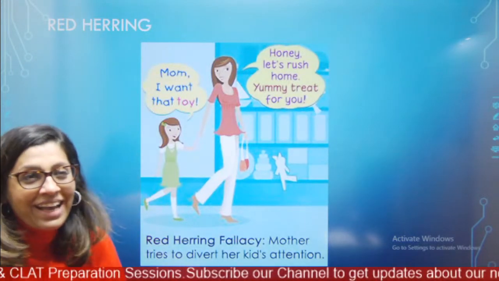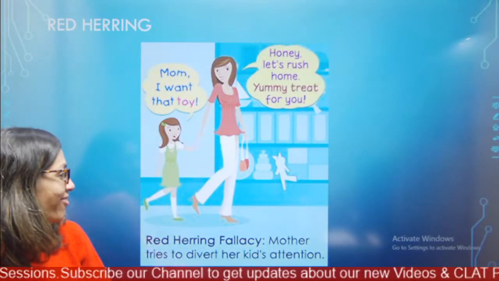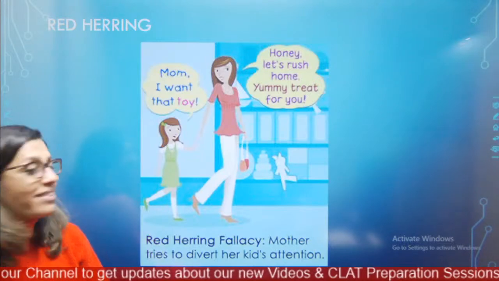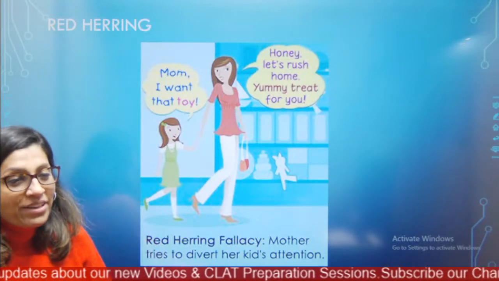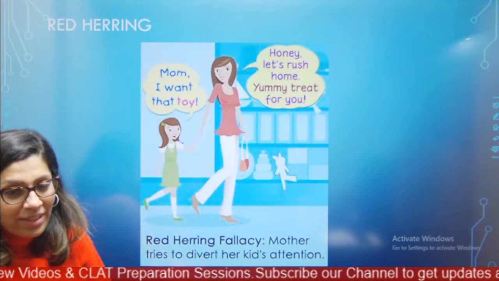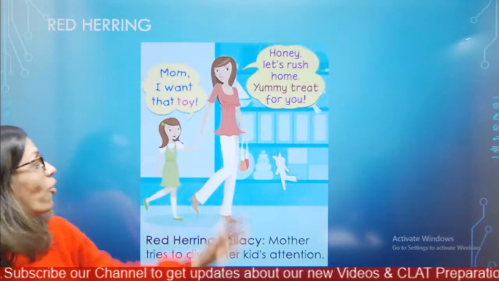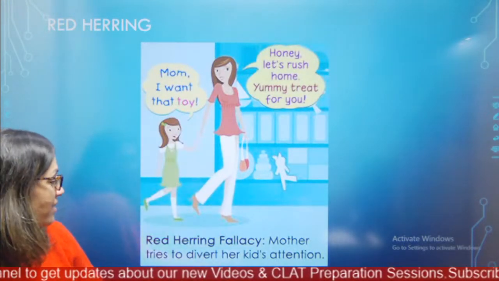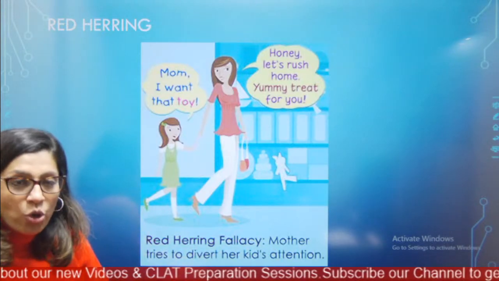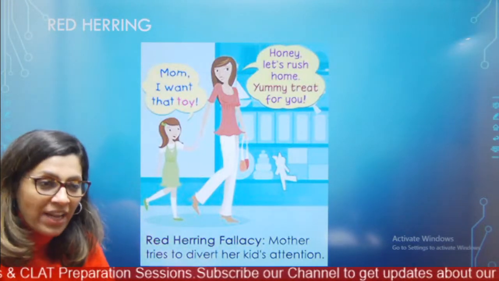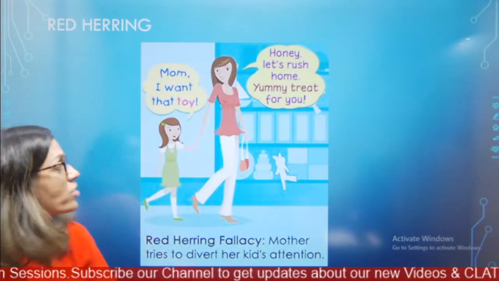This is again something which is not unknown to us. That's again not parents' fault at all. It's actually the kids' fault because they always want things. So red herring basically means diverting attention. I'm sure all of you have heard it as a phrase, as an expression that is being used.